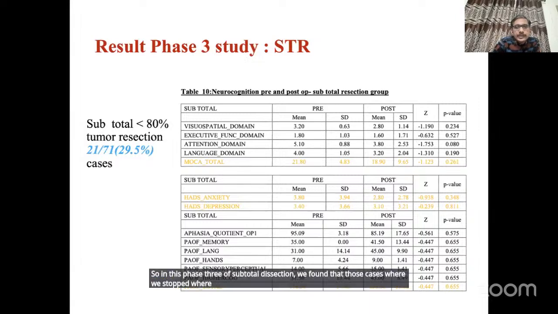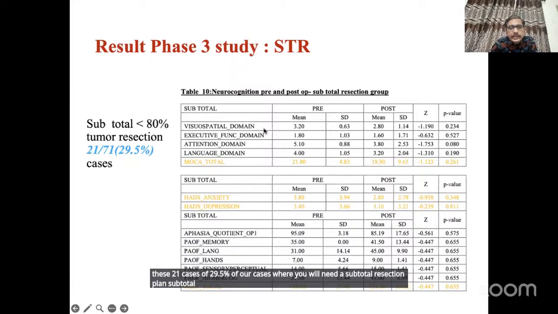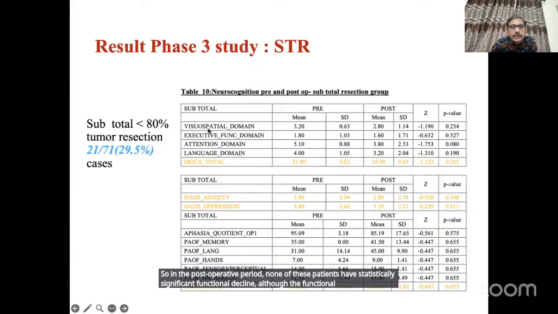So in this phase 3 of subtotal resection, we found that in those cases where we stopped because of some functional deficit while operating on insular glioma, and left those areas, these patients usually do not have any statistically significant functional or cognitive decline in the postoperative period. Here, in these 21 cases, 29.5% of our cases, we did a planned subtotal resection, where we elicited some functional deficit in the intraoperative period. In the postoperative period, none of these patients have statistically significant functional decline, although the functional status in all these aspects is relatively lower in the immediate postoperative period in comparison to the preoperative period.